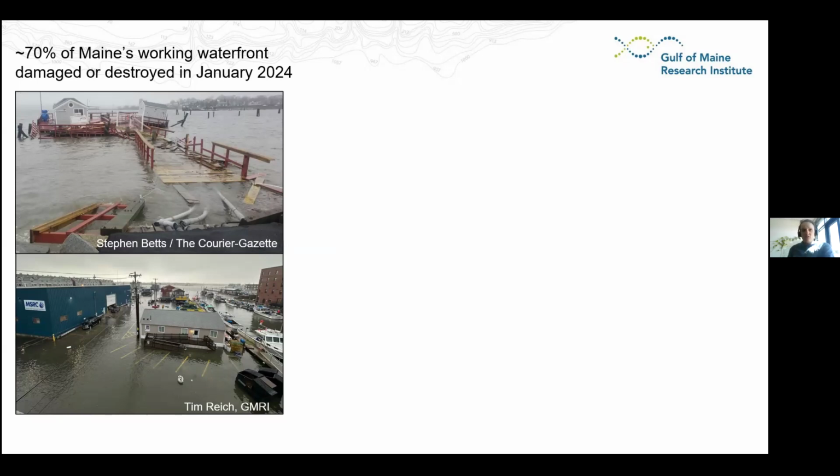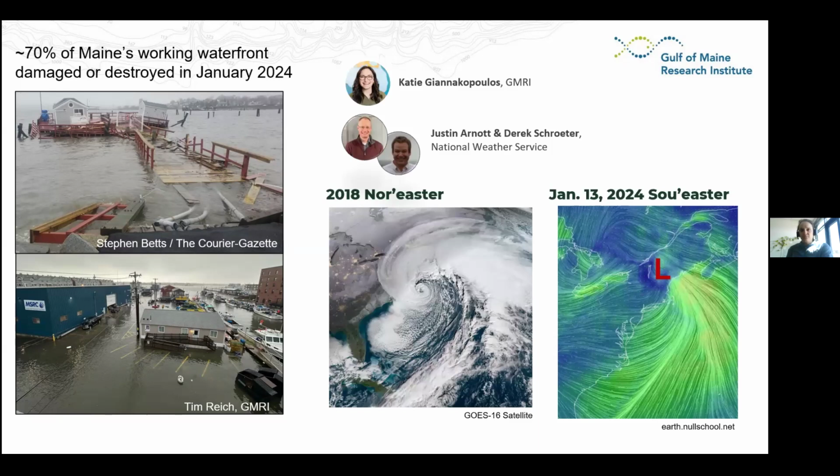Another interesting thing we found about it, and this is something we're looking into in collaboration with the National Weather Service, is that most of the extratropical cyclones that hit this region follow tracks that are slightly offshore. And so they drive winds from the northeast onshore. So they're often called nor'easters.